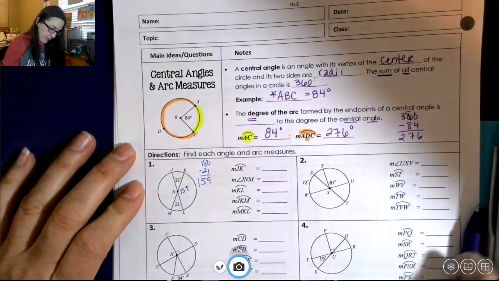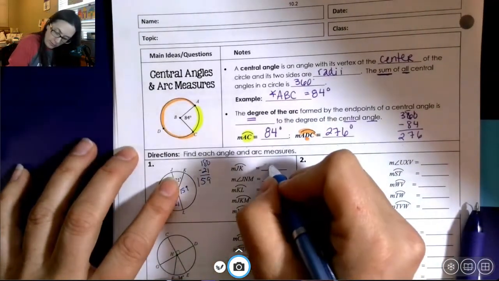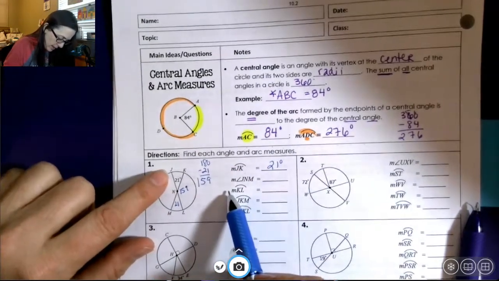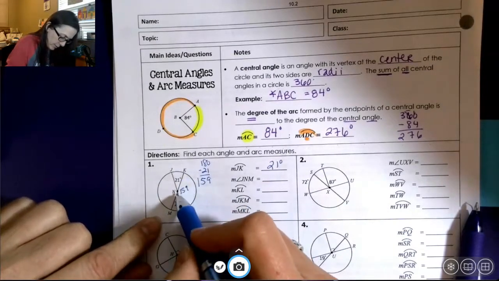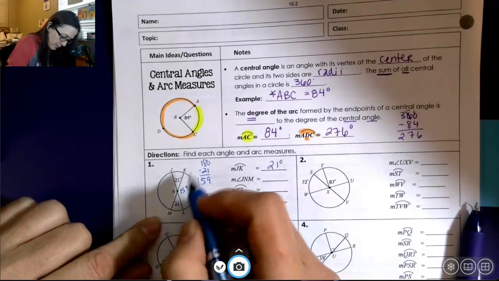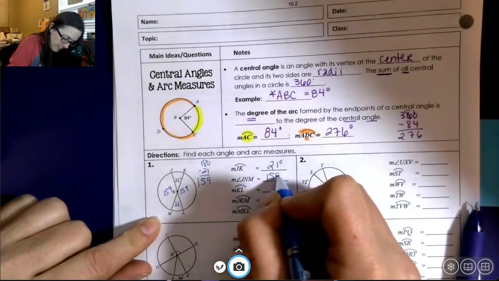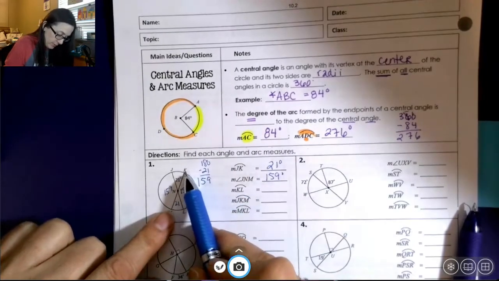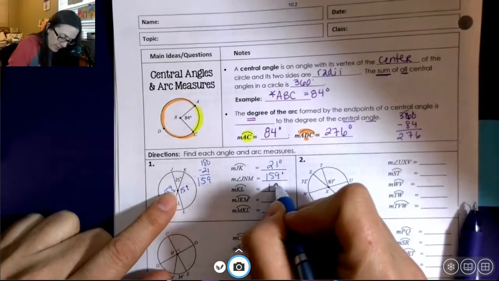Now I would go and answer everything I know. Well, central angle is 21. The arc is also going to be 21 degrees. Angle JNM, this one over here, these are vertical, so if this is 159, this is 159. KL, so the shortest route from K to L, if the central angle is 159, the arc is 159.